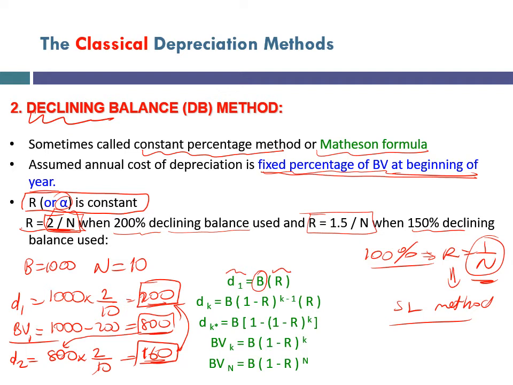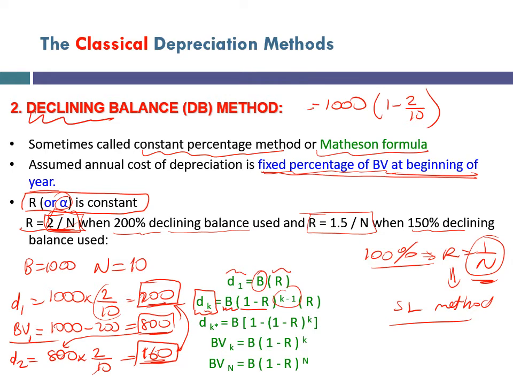And as you can see, if you want to find the depreciation amount at a year K, what do you do? You simply multiply the initial cost basis, so in our example it is 1000, by (1 minus R). Remember, in this example, it was 2 over 10, so it is 1 minus 2 over 10, to the power k minus 1.